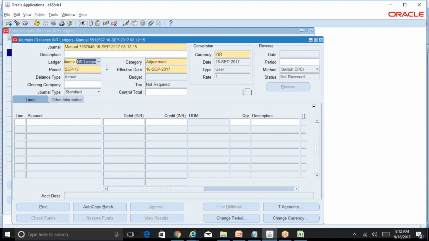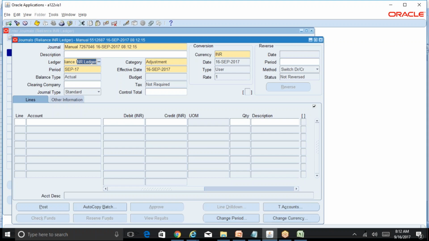So what is driving this? From where exactly is this ledger getting defaulted? Did you remember? Profile option, data set profile option. Exactly. The name of the profile option is GL data access set, which is mentioned in our BR100. The GL data access set profile option assigned to this particular responsibility is Reliance INR ledger. So that's how the Reliance INR ledger is getting defaulted here.